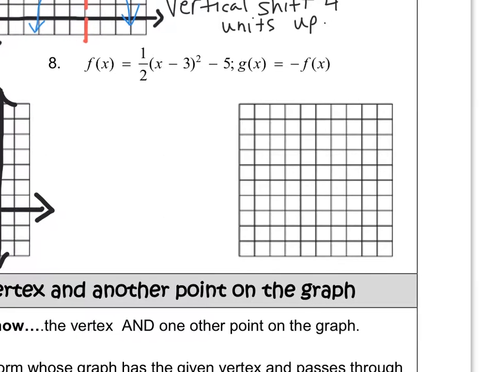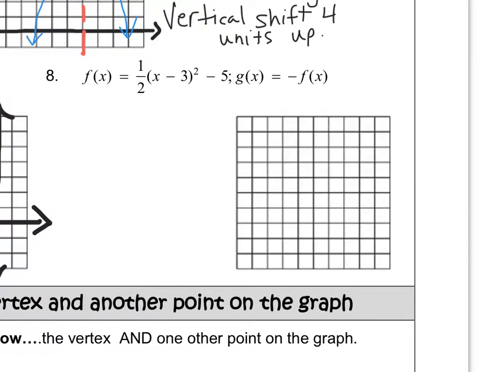Number 8 is a little different, but it's the same thing. We're converting, or transforming, function f into function g. And what it's given us is that function g is going to be the negative of function f.